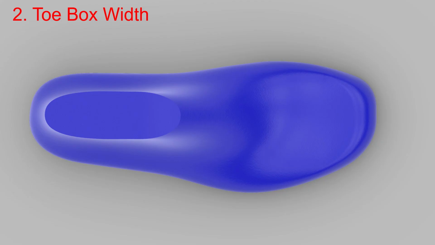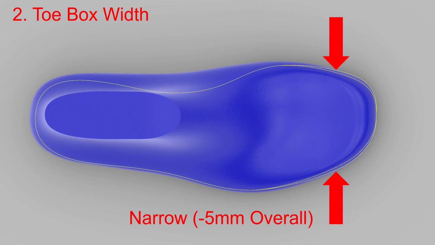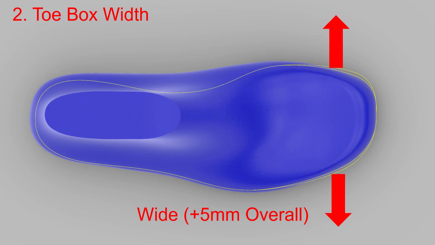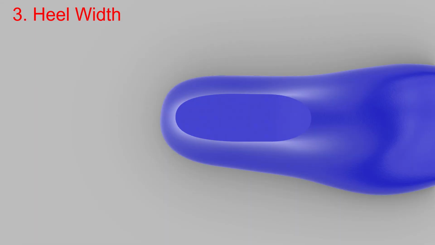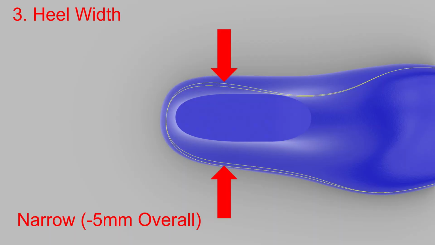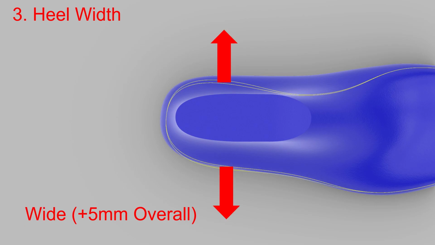Toe box width. The width of the toe box can be made narrow or, the more useful customization, wide. The customization increment is 5 millimeters, which occurs at approximately 3/4 of the toe box length. Heel width. While the overall width of the foot is addressed via the shoe width, it's often necessary to further refine the fit by adjusting the heel width. The narrow option will subtract 5 millimeters. Conversely, it can be increased by 5 millimeters to be wide.